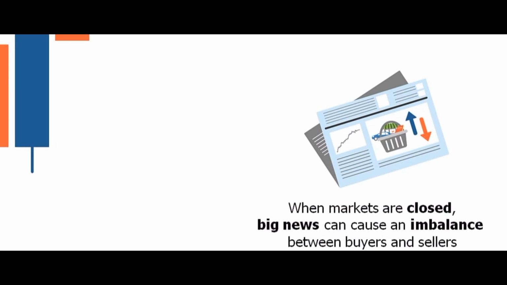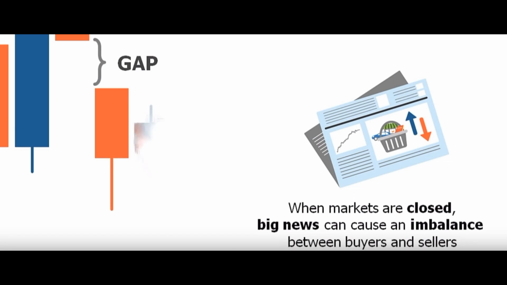Normally, at the beginning of a new period, one candle opens where the previous candle closed. This does not happen all the time, however. On occasion, when the markets are closed and big news comes out, it can cause an imbalance between buyers and sellers. This imbalance is noted on a price chart by a gap in price when the market opens once again.